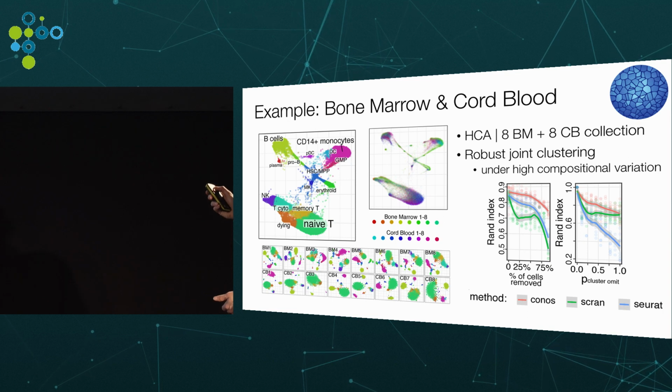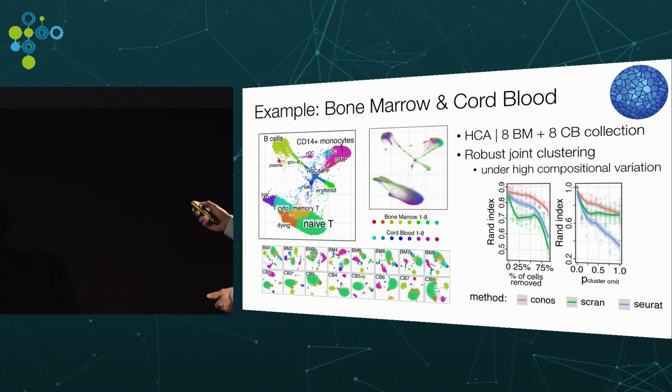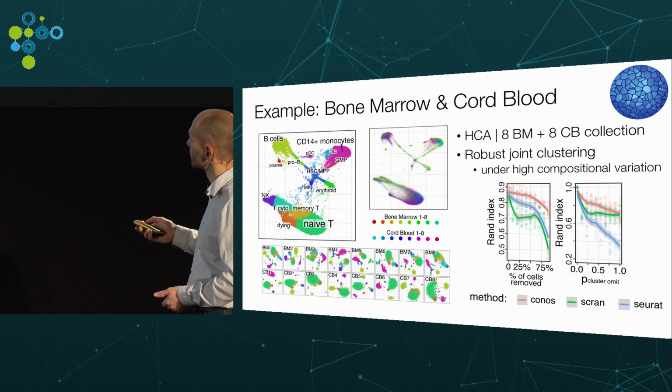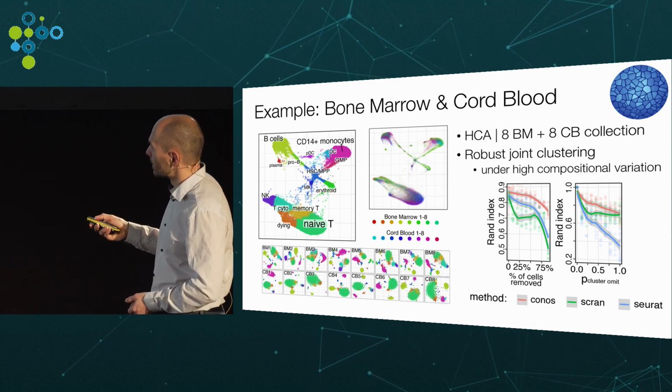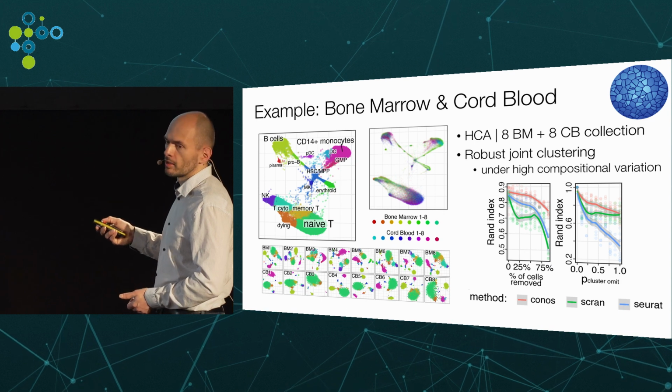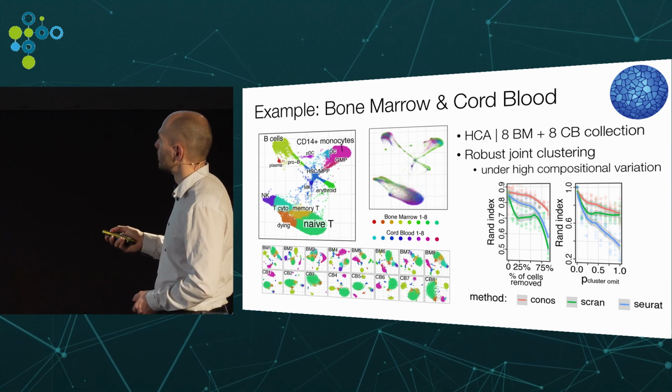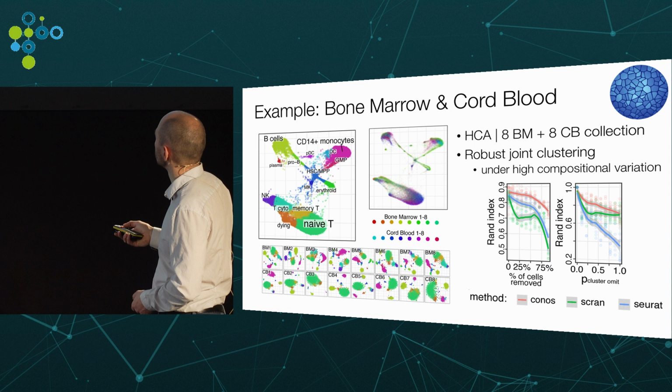So you see a strong bias here, but most of this bias is due to the bone marrow versus cord blood, actually, because they are distinct tissues, after all. And obviously, you could then look at each individual panel and color it by the same joint clustering if you want to focus on individual subpopulations.